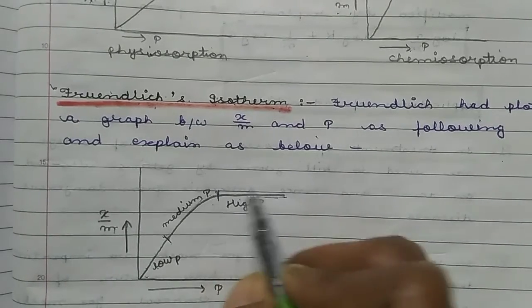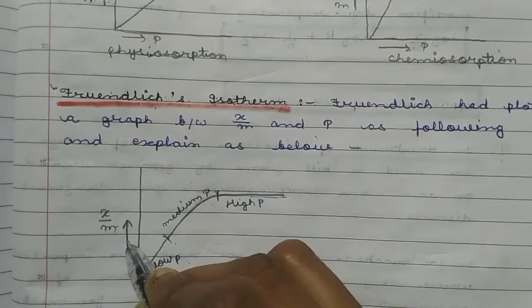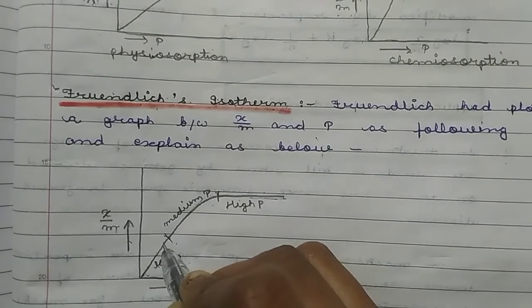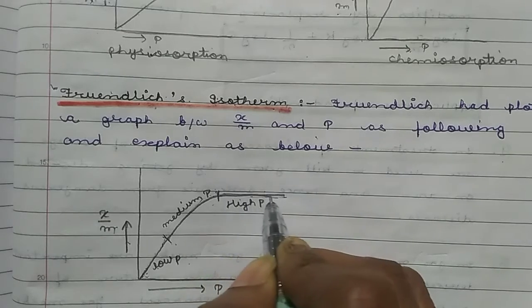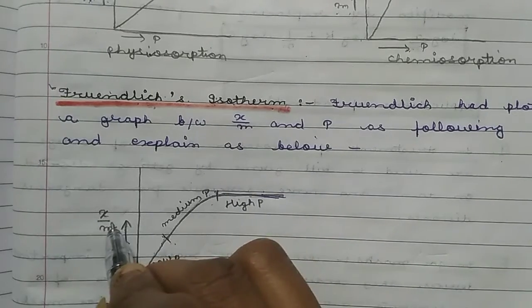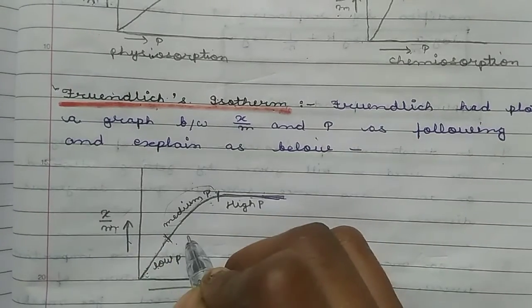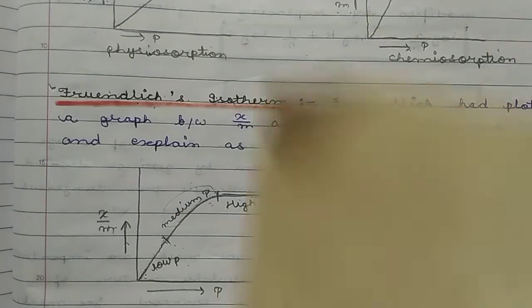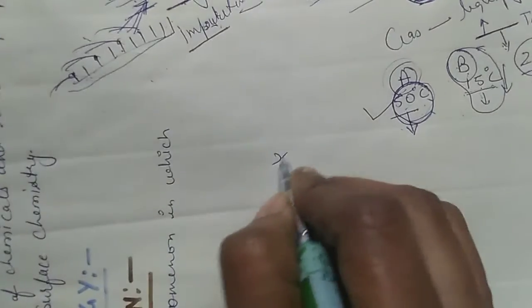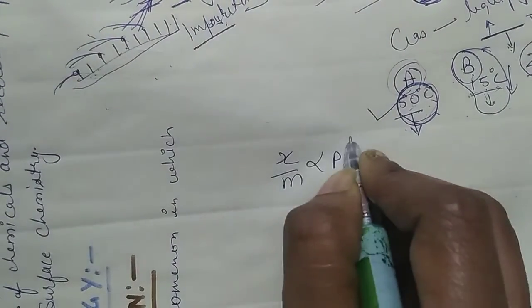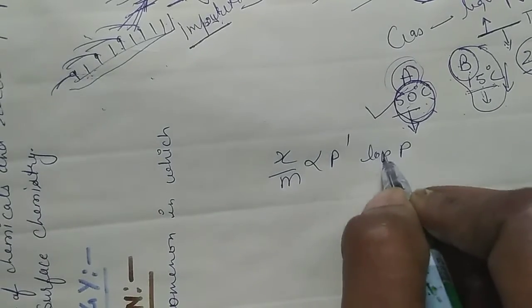In these three areas, we can see that in the low pressure region, x upon m is directly proportional to p. It is a straight line. At high pressure, there is no effect of pressure on the extent of adsorption, and in the medium range, we have to calculate. So at very low pressure, we can say x upon m is directly proportional to p to the power 1.